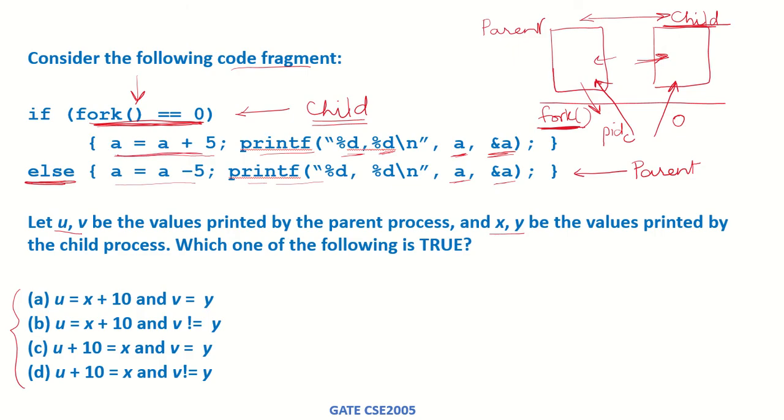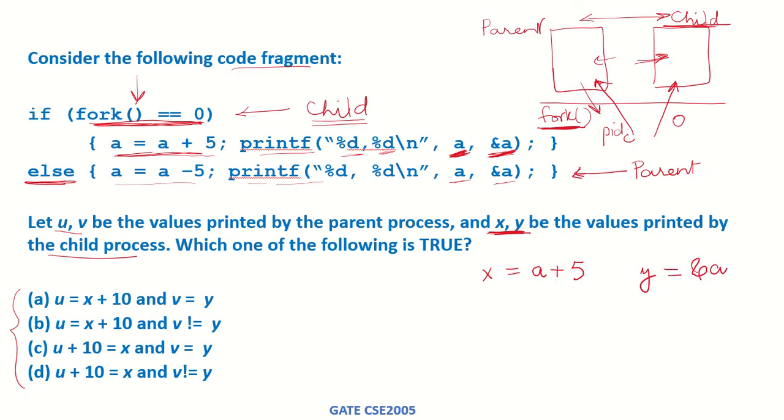a is equal to a plus 5 and we have to print a and the address of a. So we know the values that are printed by the child process are x and y. That means x is having the value of a. And what is the value of a? a is equal to a plus 5. And y, the second value printed by the child process, is the address of a.